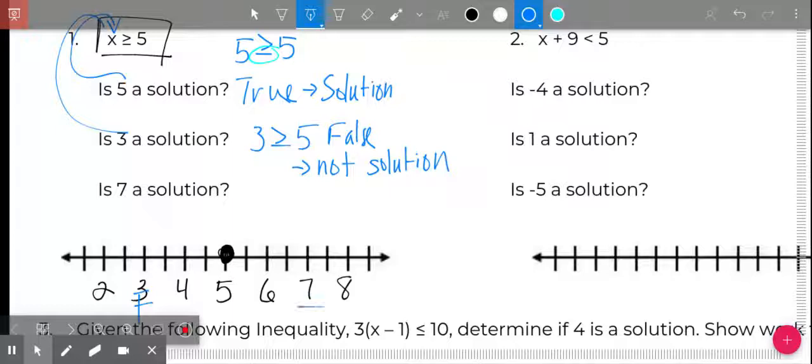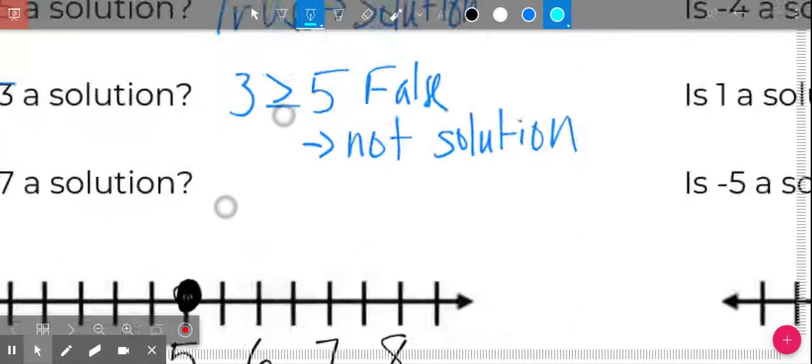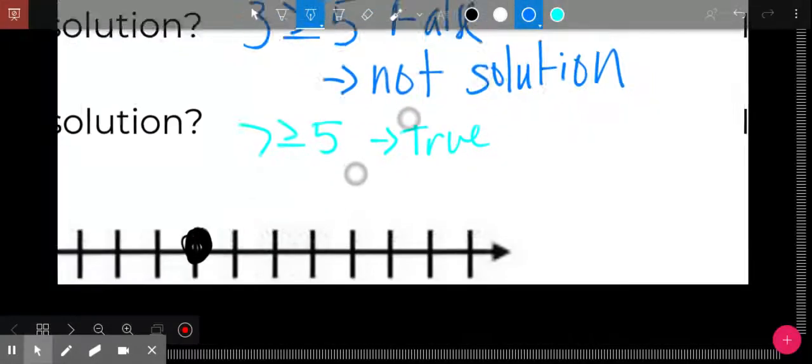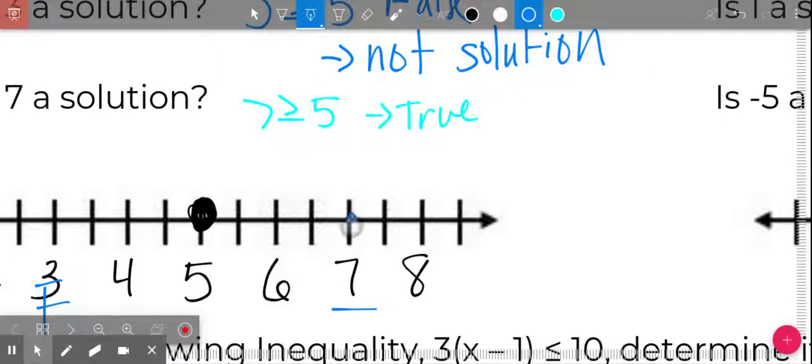So now we're going to check the 7. We'll see if the 7 works. So we're going to plug it in, and we'll get 7 is greater than or equal to 5. That is true. Okay, so since that's true, that means we know that this is a solution. So that's where another dot would be. So that means everything on this side is going to be a solution. So we're going to shade everything on this side.